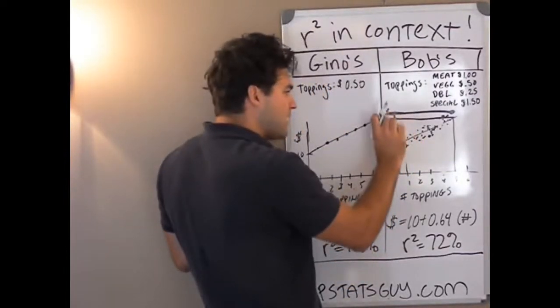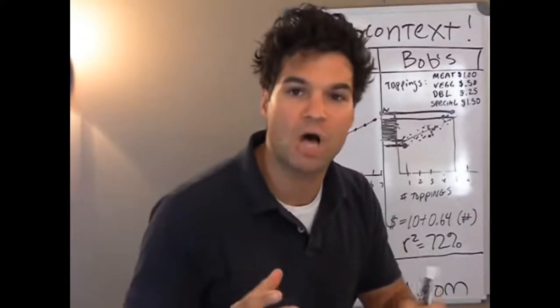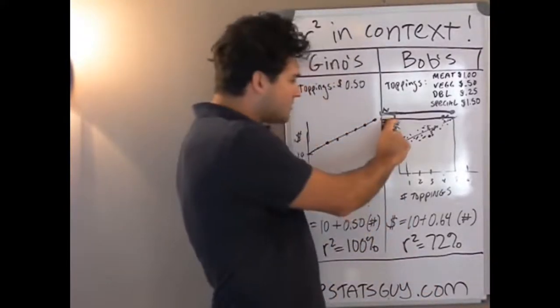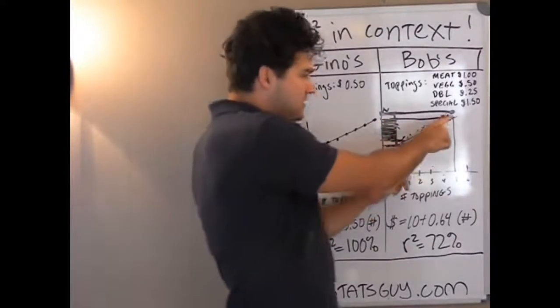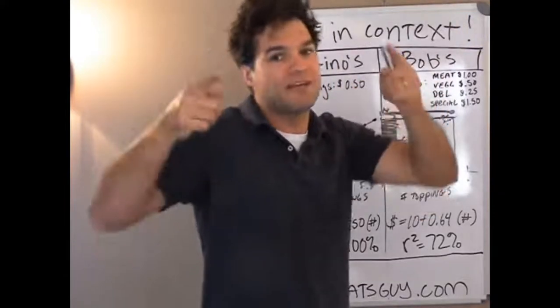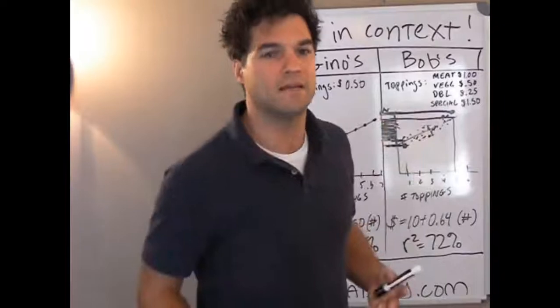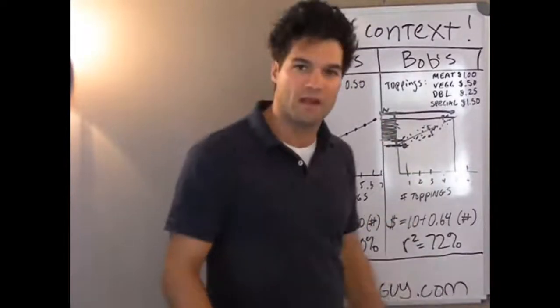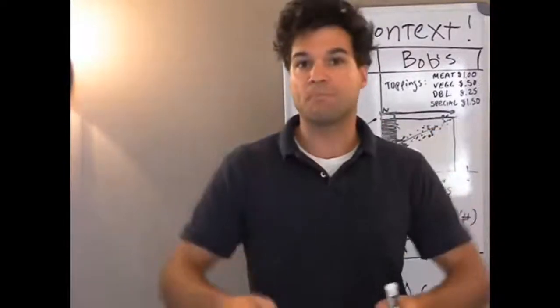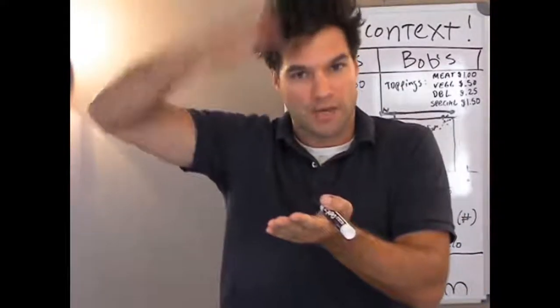But see this little part and this little part? That part of the differences was not explained by the model. So while the model did explain a lot of the difference between these two pizzas' prices, the model didn't explain all of it. Some of it is in the residuals. It's unexplained. So basically what the R-squared value tells you is the percent of the variability in Y that's explained by the model.